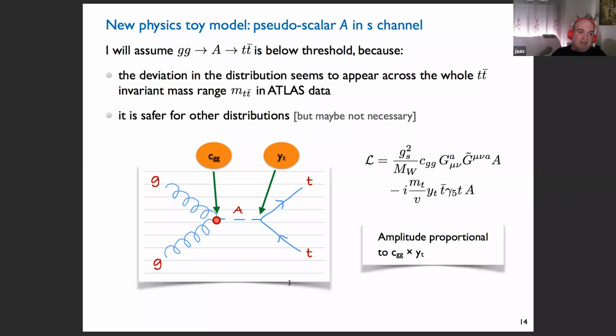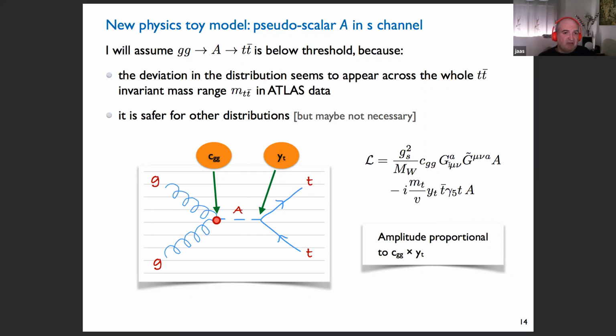As a benchmark, I used a pseudo-scalar. It was well before the pseudo-scalar excess, but I noticed that pseudo-scalar was a good option. And I used masses below the threshold for 2 reasons. First, because the anomaly appears to be across all the t t-bar invariant mass range. And also because it's safer for other distributions. So you have a contribution like the one depicted here with an effective vertex. I don't worry why this vertex appears. And a Yukawa coupling to the top.